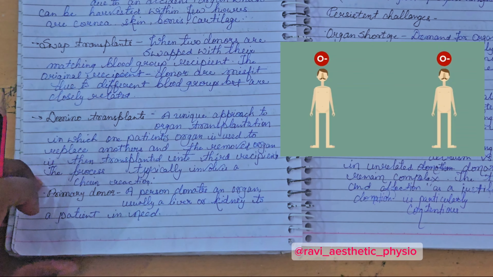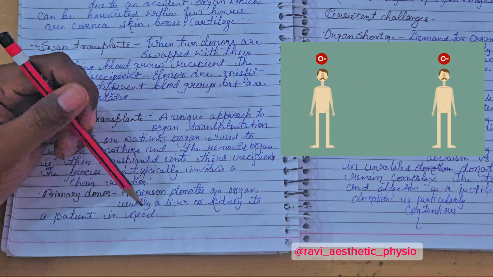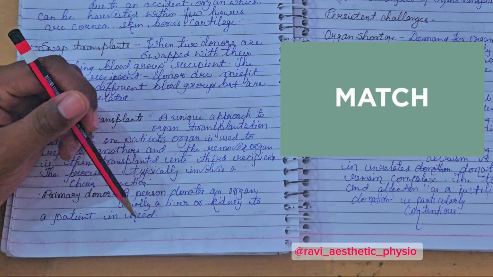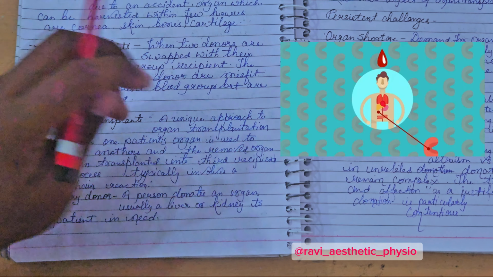Next is the primary donor. A person donates an organ, usually the liver or kidney, to a patient who needs it, and that is known as a primary donor.